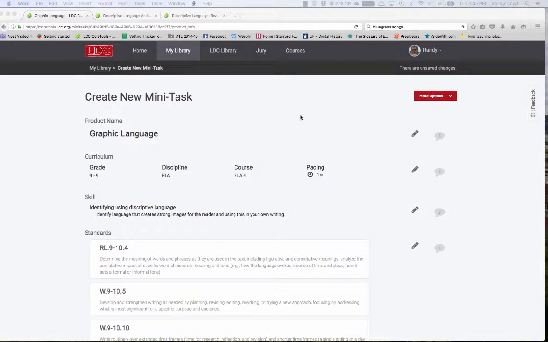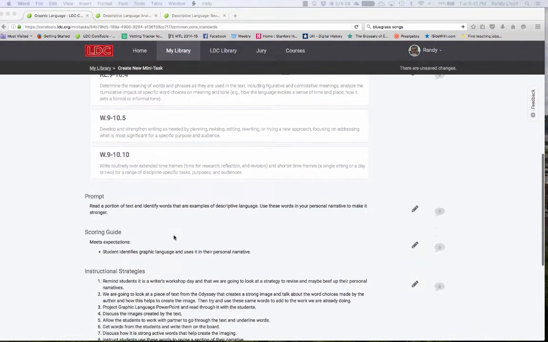But moving it to the LDC format seemed really straightforward to me because I already had my title, Graphic Language. I had the prompt pretty well figured out because I knew what I was asking my students to do, and then I had my scoring. I wanted the students to identify the graphic language and then use that in their personal narrative, and so I pretty much copied that from my old lesson into the new one.